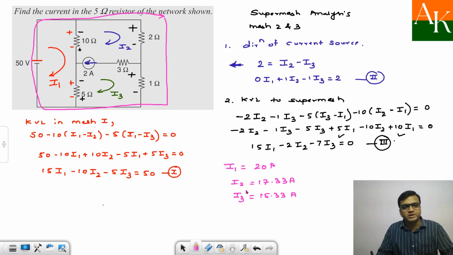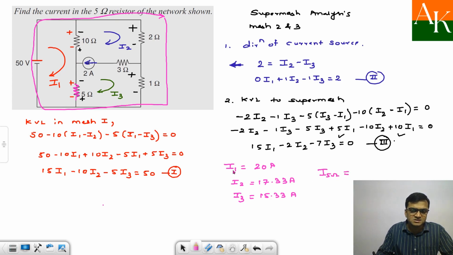But the problem is not over here. They are asking to calculate the current through the 5 ohm resistor. And now see here, the 5 ohm is oriented vertically. So the current through 5 ohm. There is no need to mark the signs for I1, I2, I3, because their directions are already marked in the circuit diagram and they are clockwise. So you have to mark the direction for the current through the resistors.